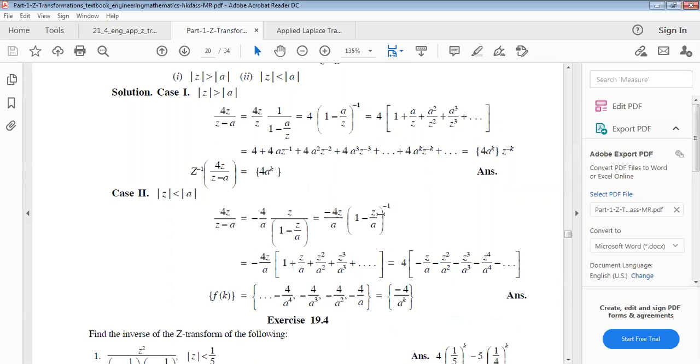Now expressing this in a series, 1 minus x to the power minus 1 is 1 plus x plus x square plus x cube plus dot dot. This can be written by multiplying with z by a, and we get this series with a minus in every term, because at first we got a negative sign. So the sequence can be written as minus 4 by a to the power k. So the inverse z transformation of this will be just this sequence. This is actually the result.